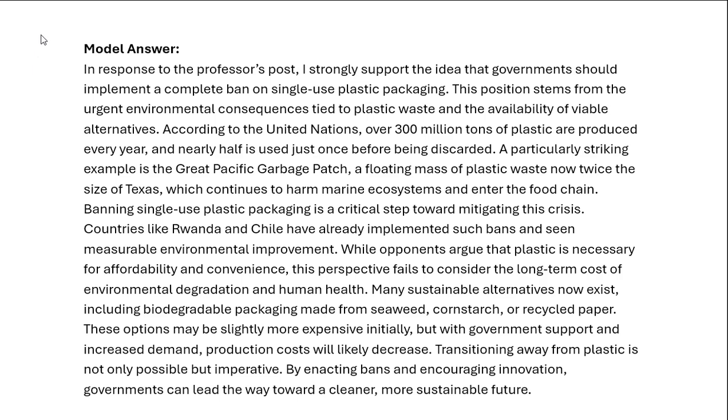In response to the professor's post, I strongly support the idea that government should implement a complete ban on single-use plastic packaging. This position stems from the urgent environmental consequences tied to plastic waste and the availability of viable alternatives. According to the United Nations, over 300 million tons of plastics are produced every year, and nearly half is used just once before being discarded. A particularly striking example is the Great Pacific Garbage Patch, a floating mass of plastic waste now twice the size of Texas, which continues to harm marine ecosystems and enter the food chain.